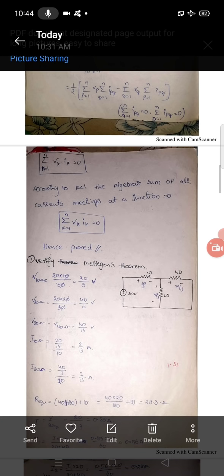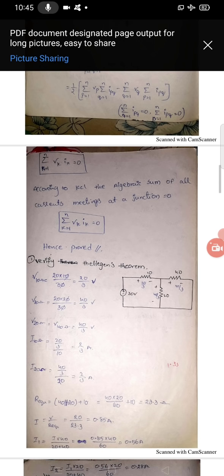Similarly, the voltage across the 40 ohm resistor. Just observe here, the 20 ohm resistor and the 40 ohm resistor are connected in parallel. In parallel, the voltage is the same. Hence, the voltage across the 20 ohm resistor is equal to the voltage across the 40 ohm resistor, that is 40 by 3 volts.